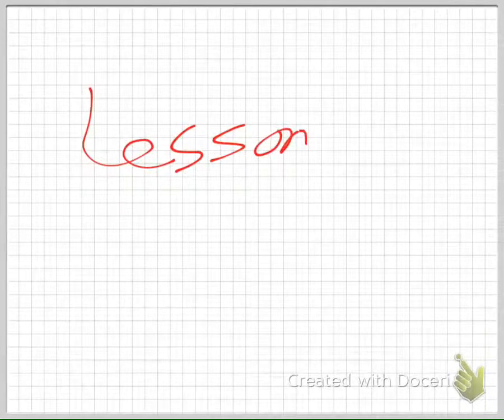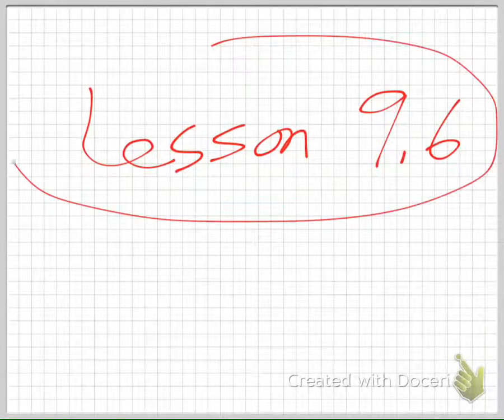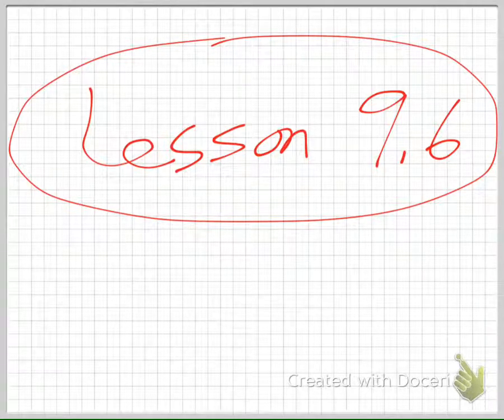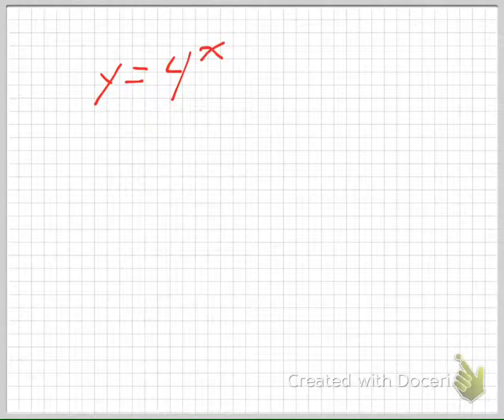This is Algebra lesson 9.6, exponential functions. What that means is it's very simple. It's when the exponent itself is a variable. Y equals 4 to the x.